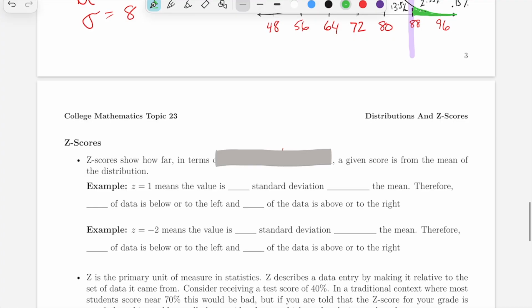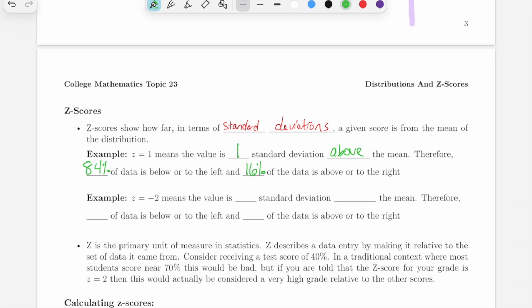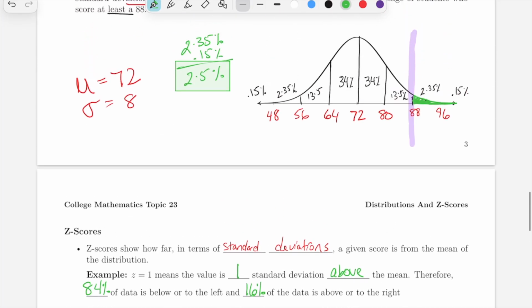Now, z-scores. Z-scores show in terms of the standard deviations how far a given score is from the mean. So for example, a z equals 1 means that the value is 1 standard deviation above the mean. Therefore, we would say 84% of the data is below the mean and 16% of the data is above the mean or to the right. Let's go back up to the one we did just a minute ago.